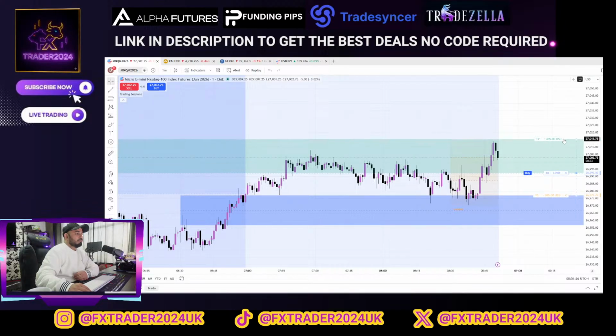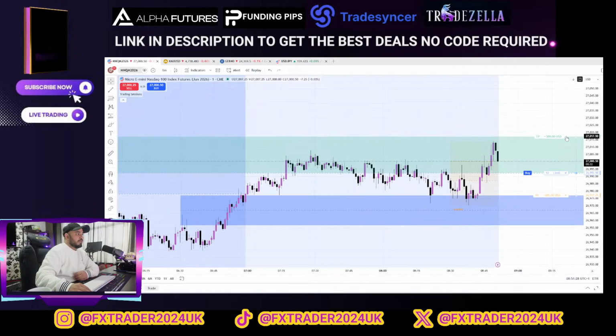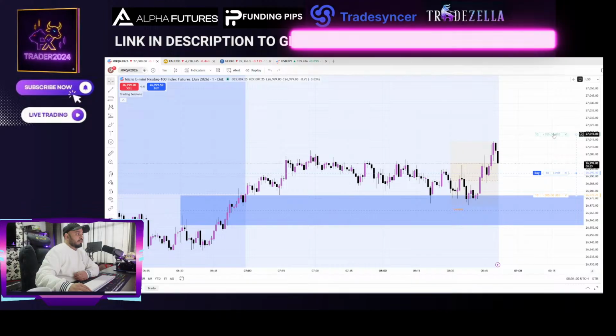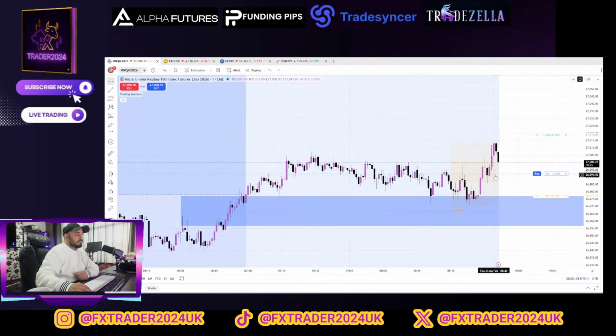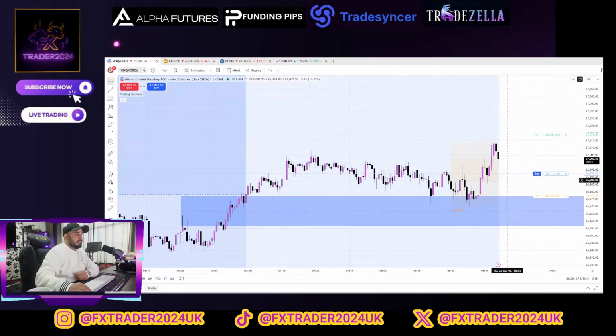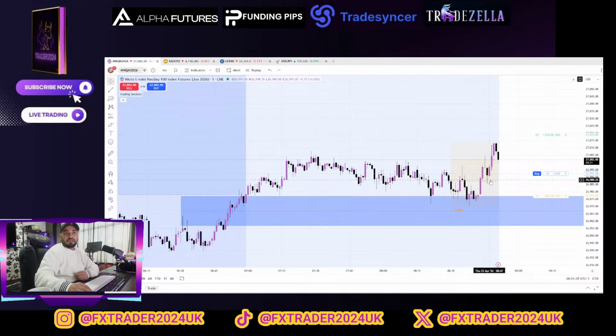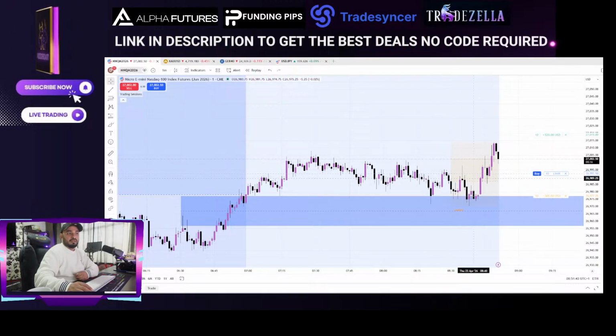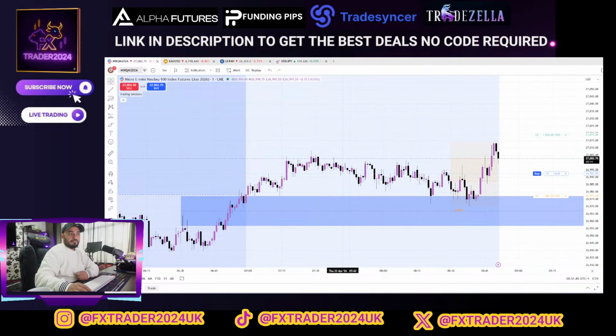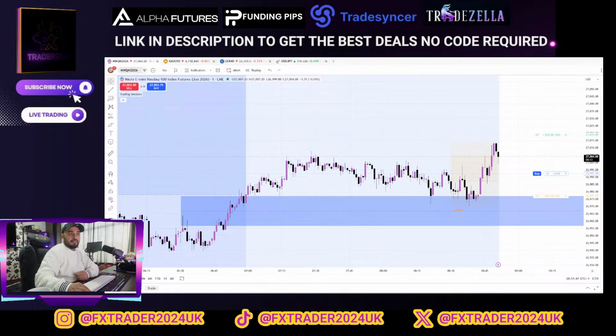So even if we did lose $300, it won't be a problem. So yeah, if price comes back around here, depending on how it comes back around here, then I may take an entry on how the candle closes on the 5 minute.